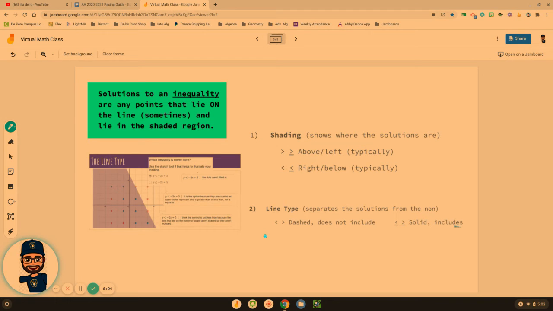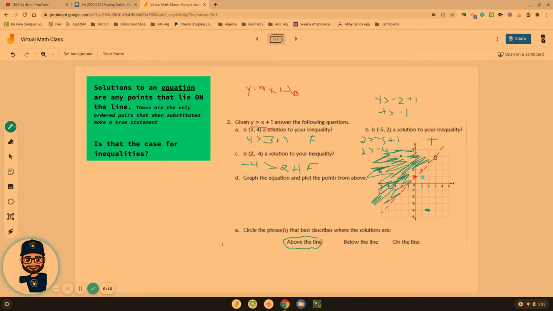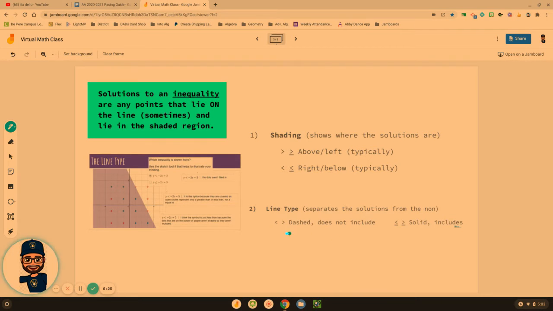This separates the solutions from the non-solutions. We used a dashed line here because one of the points on that line didn't work. 3, 4 was not part of the solution. So I have to say that everything on that line is not a solution, but anything right up to it is. And so we use a dashed line if we don't have an equal to bar, or we use a solid line if we have the equal to bar, meaning all of those points are included.